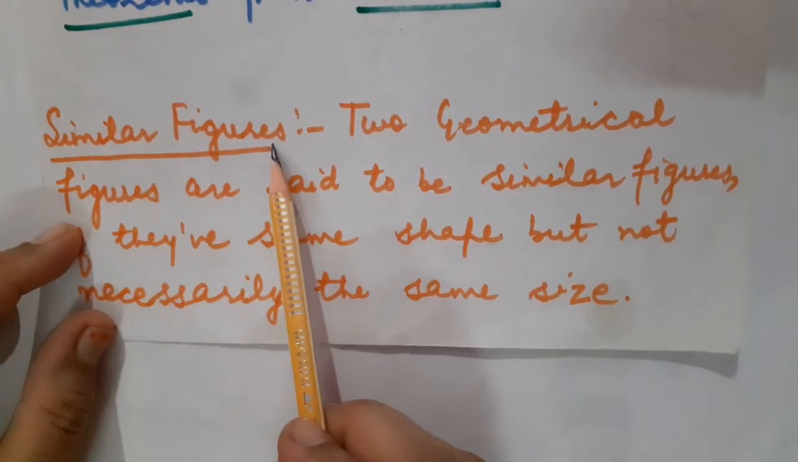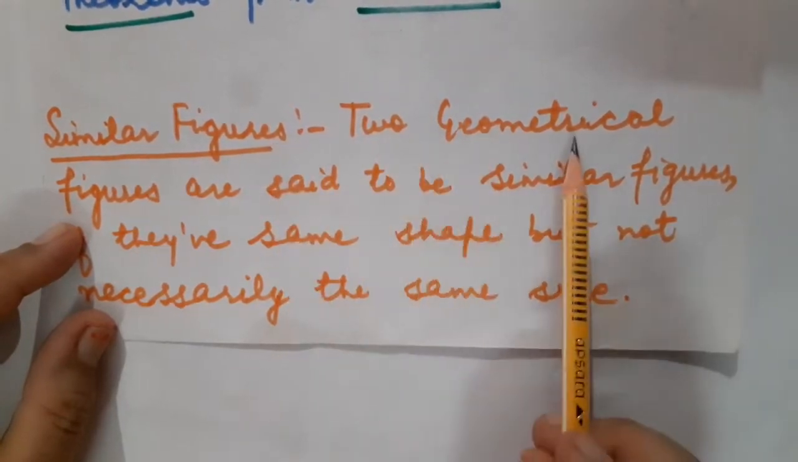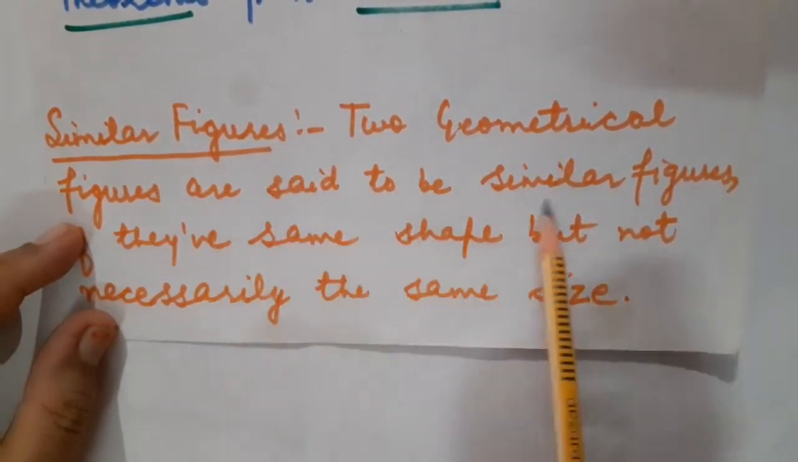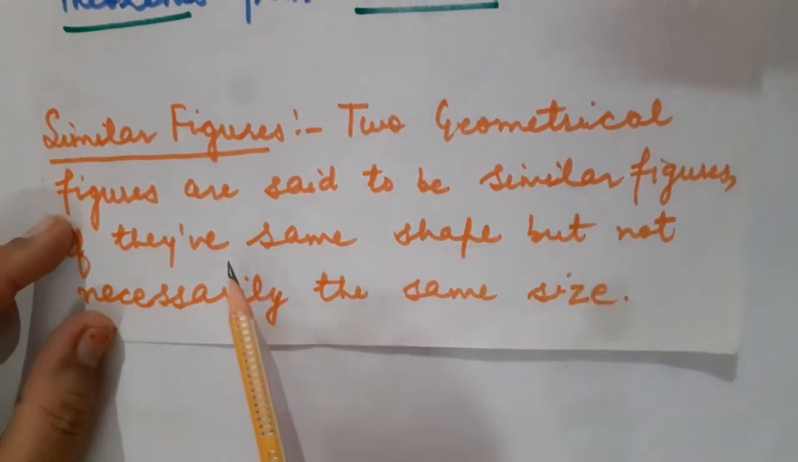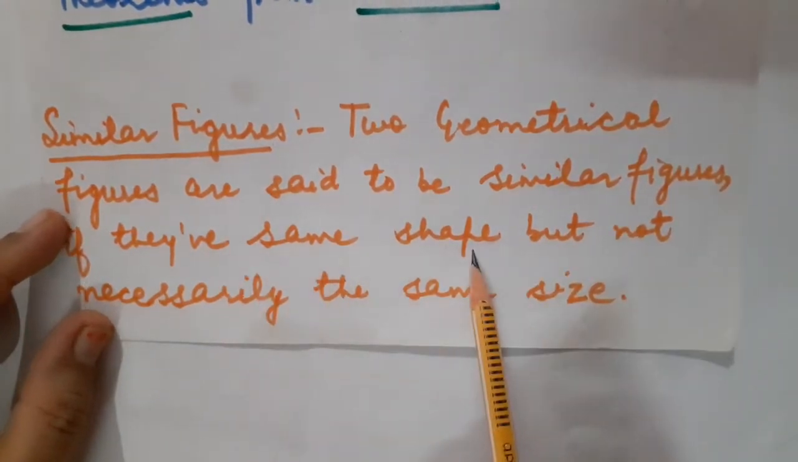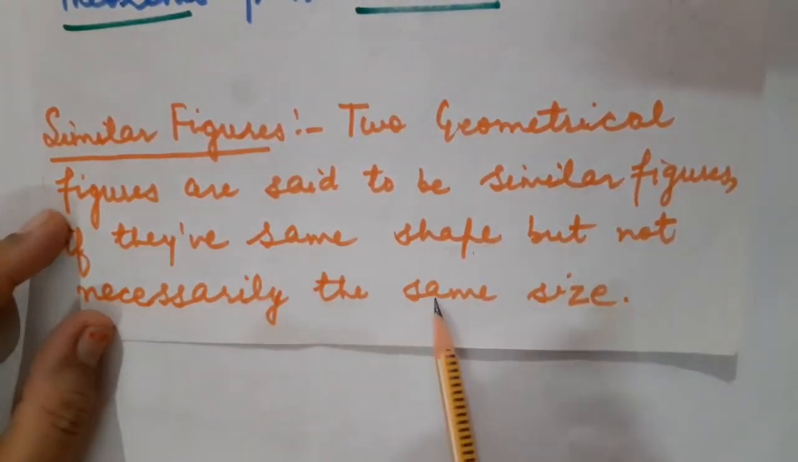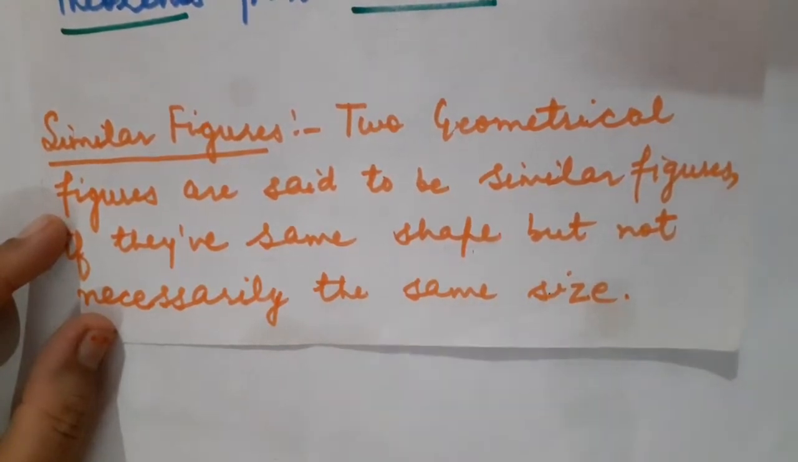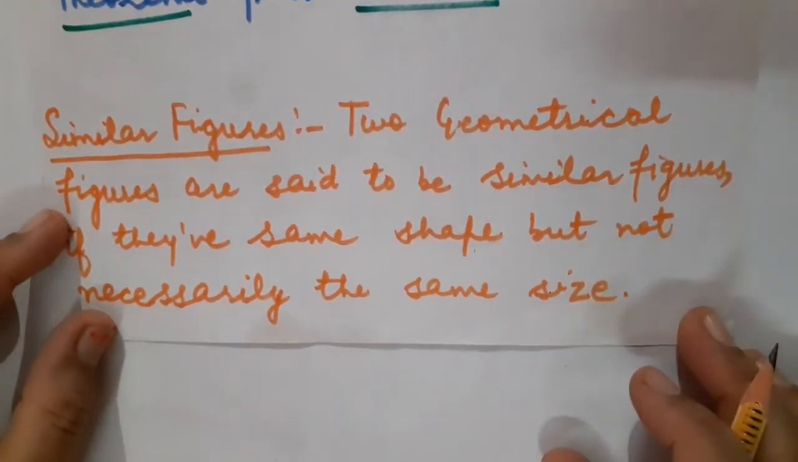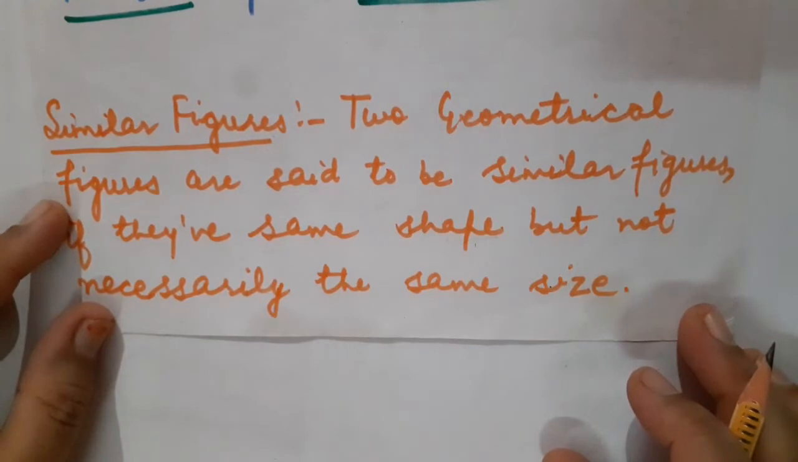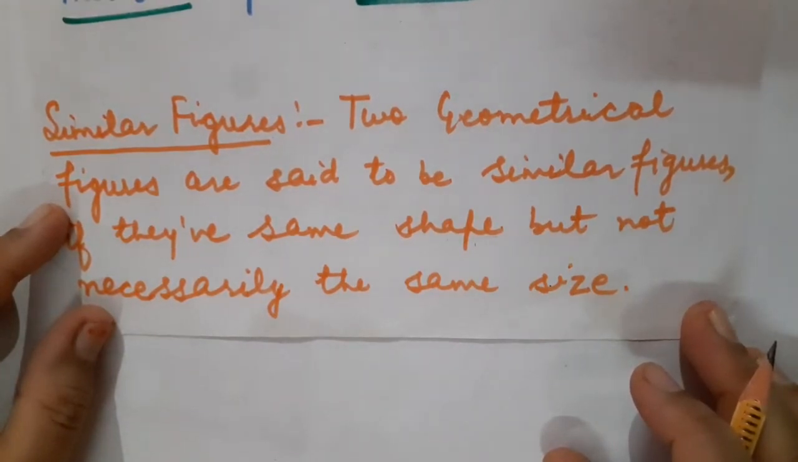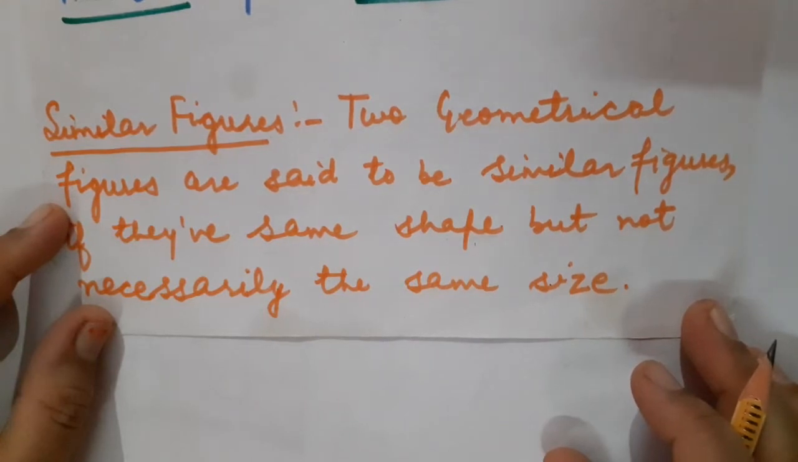what do you mean by similar figures? Two geometrical figures are said to be similar figures if they have the same shape but not necessarily the same size. Children, do you remember when I explained you the very first lecture of chapter number 6, triangles? Then I explained you what is the difference between congruency as well as similarity.